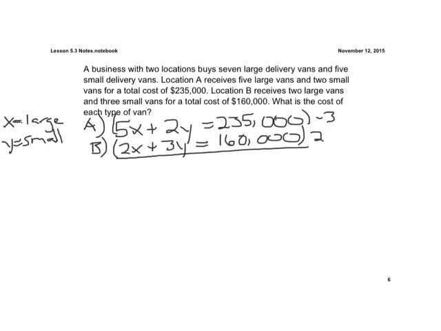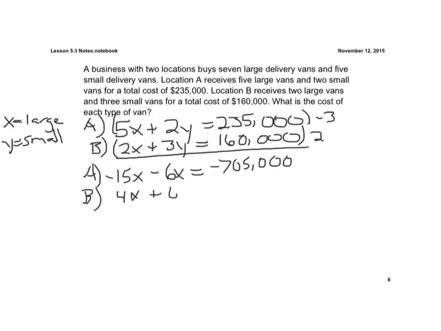So what equation A turns into is going to now be a -15x. We're distributing that -3, minus 6y is equal to, if we do the math there, -$705,000. Okay, now rewrite equation B. If we distribute the 2, it's going to turn into a 4x plus 6y. There's our eliminated variable. We got opposites there. Equals $320,000.